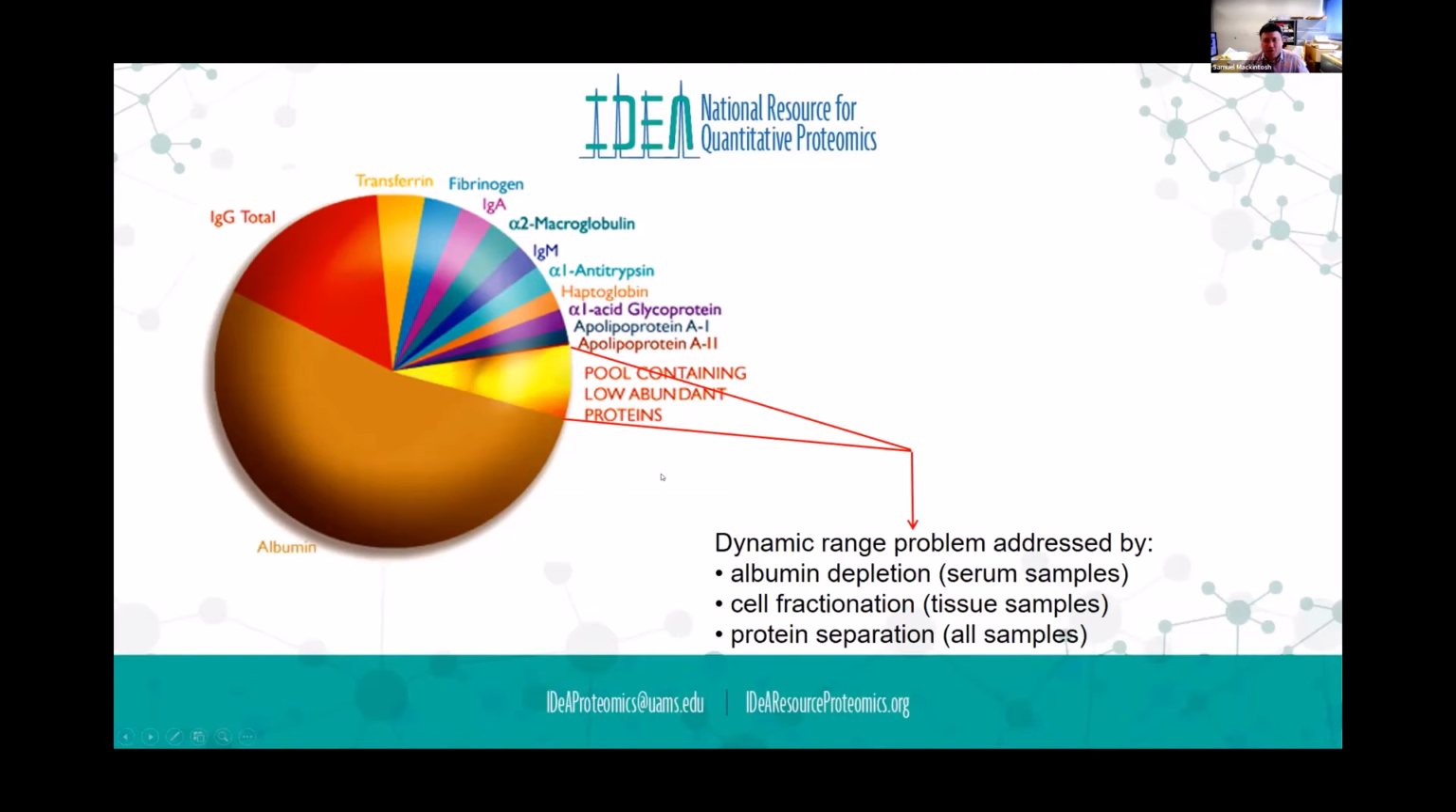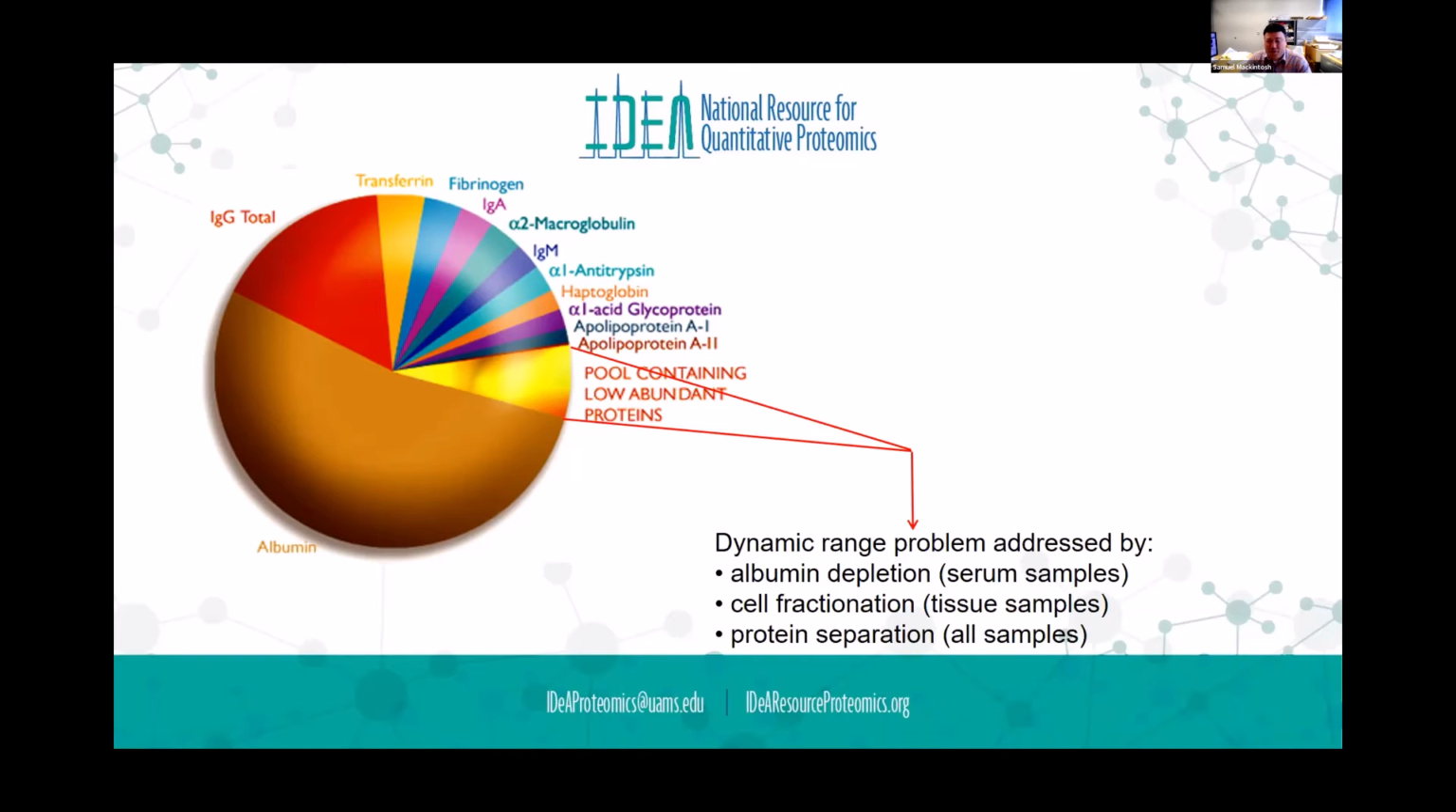Maybe in a few years, we'll be able to lyse a cell or take an undepleted serum sample and just do a single mass spec run on that and identify 10 or 15,000 proteins. But we're not quite there yet in most cases. With a cell lysate, we can get 2,000 or 3,000 proteins, but we can't get really deep into the proteome without fractionating or enriching the sample to deal with this dynamic range problem.